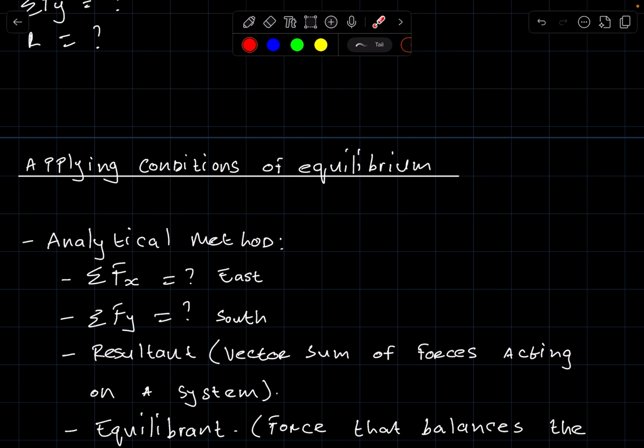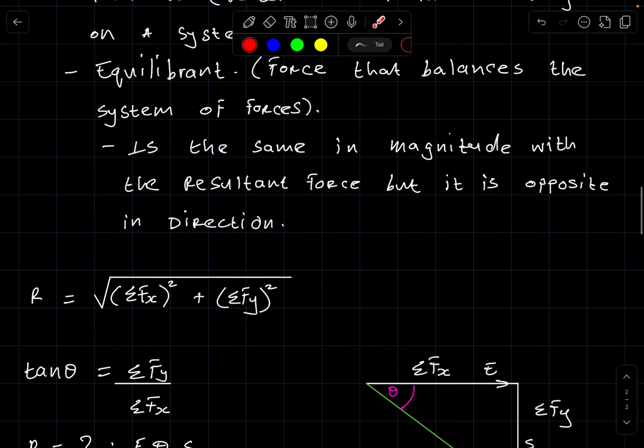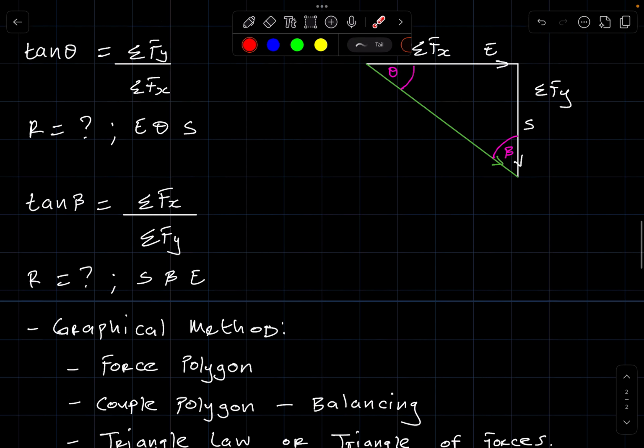The graphical method you will use more in strength of materials in N5. Also in mechanotechniques N6 you will get to use it, more especially in mechanotechniques N6. But just in general, you have the analytical method and then you have the graphical method.